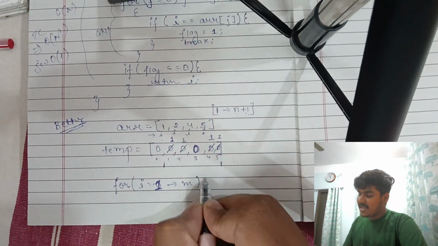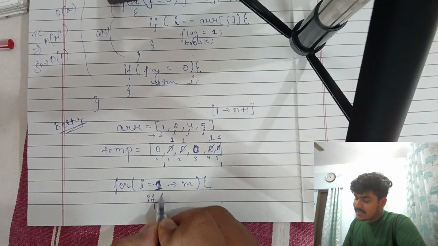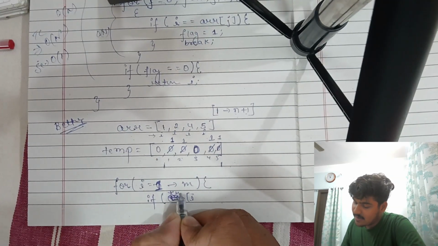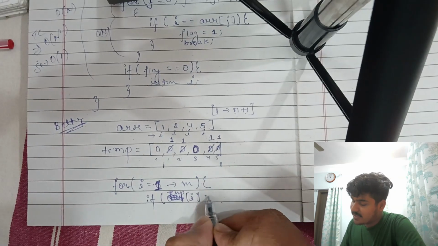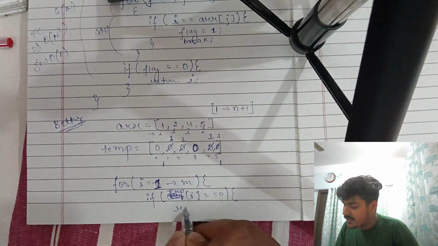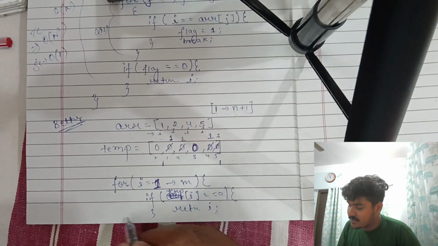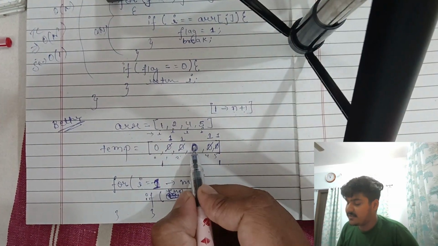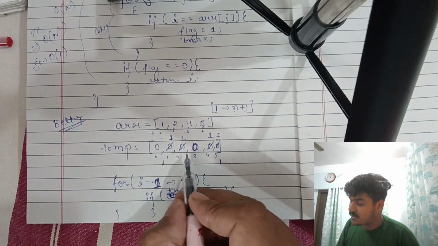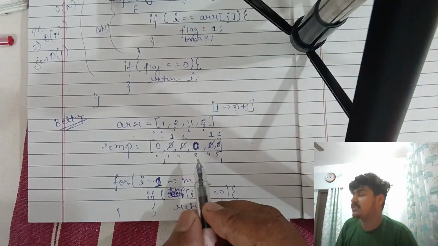Let's suppose it is m. And what you can do is that if the ARR of I, or sorry, temp, whichever temp element is 0, you can return I, that you have found the index of the missing element. So this is the better solution. We can move to the code and see how exactly it works.